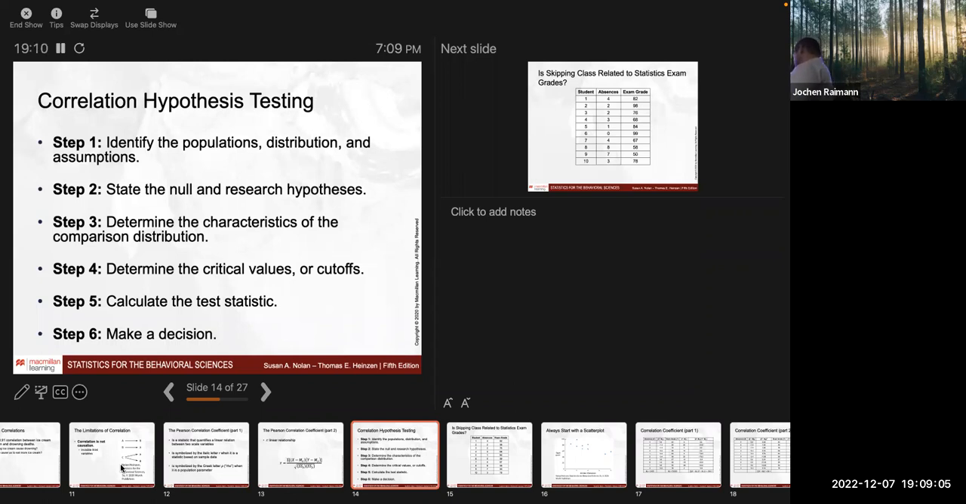We determine the characteristic error distribution, which is the R score, but it basically follows a t distribution, as I will show you in a second. We determine critical values or cutoffs, which I will also show you in a second, and we calculate the test statistic. We calculate our R. Based on that, we make a decision.